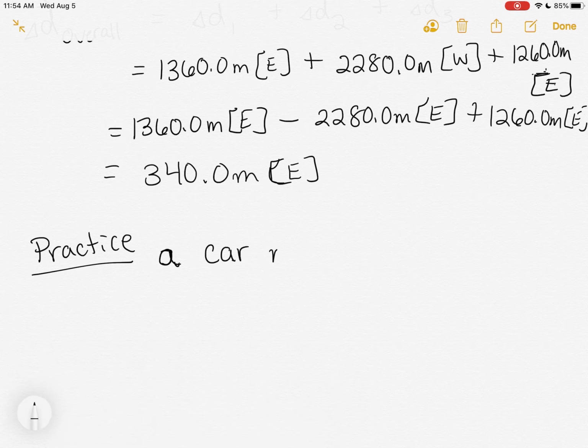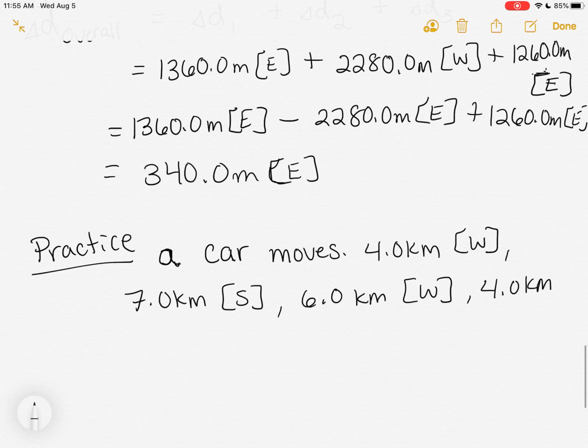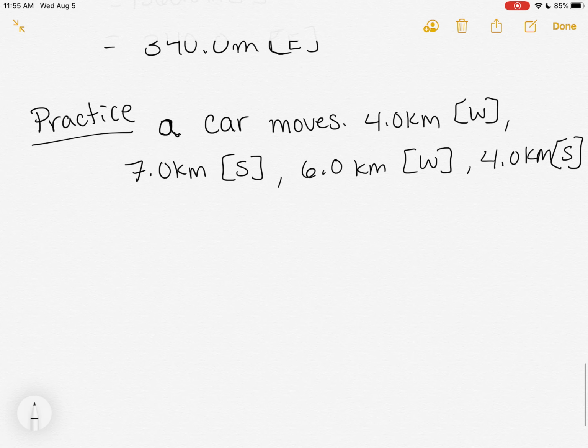Okay, so a car moves. We're going to go 4 kilometers west, then 7 kilometers south, then 6 kilometers west, and then 4 kilometers south. Okay. All right.